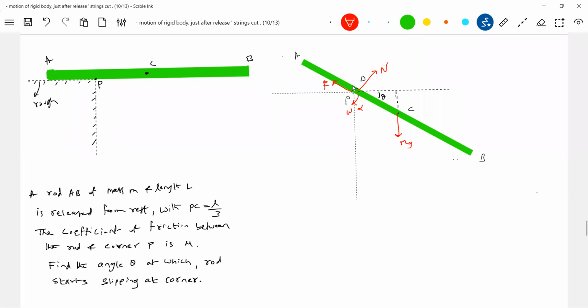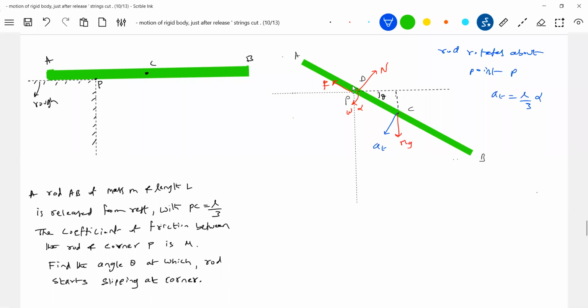Okay, let's write all the equations now. The tangential acceleration should be like this, perpendicular to the rod. This A tangential is due to angular acceleration, since the rod rotates about point P. So what is A tangential? A tangential should be equal to L by 3 into alpha. That's one equation we have.